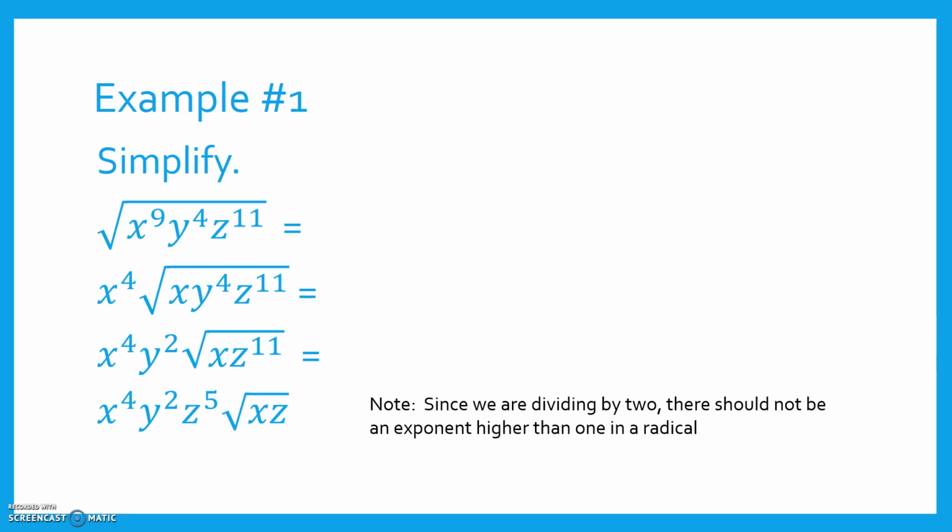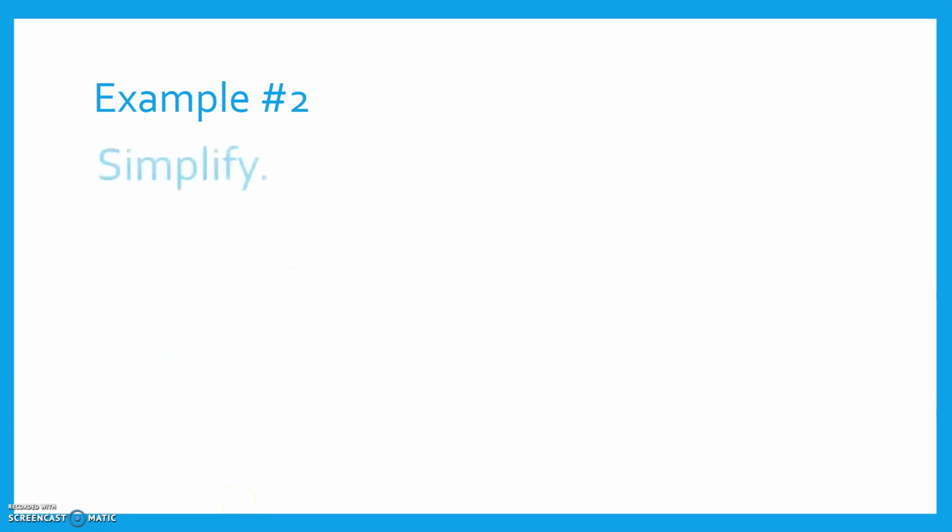radical. Now one little note here is, since we are dividing by 2, there should not be an exponent that's higher than 1 in a radical. So if either of these had an exponent of 3 or 2, that means we did not take out as much as we possibly could, and it is not simplified as far as possible. Let's take a look at our next example.